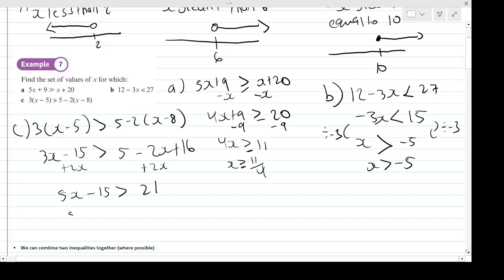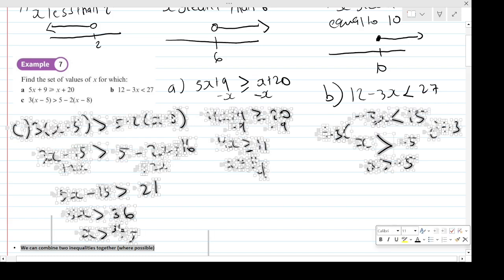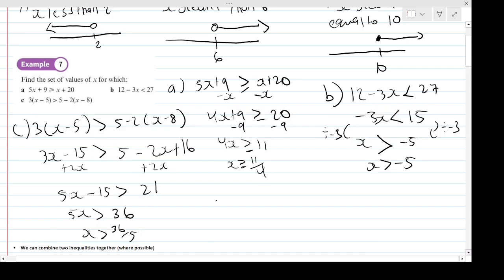Okay, but then I can just get 5x on its own by adding 15, so I get 36. Then x is greater than 36 over 5, which I believe simplifies, does it? No, it doesn't. That's really it. Okay, that's the final answer then. x greater than 36 over 5. Cool. There we are. So hopefully nothing too troublesome there. Just solve it like an equation, right?